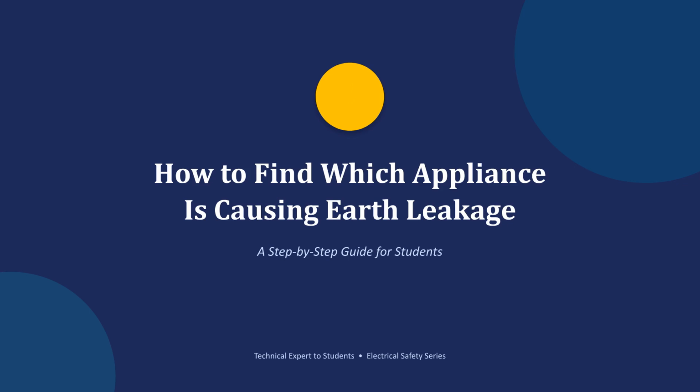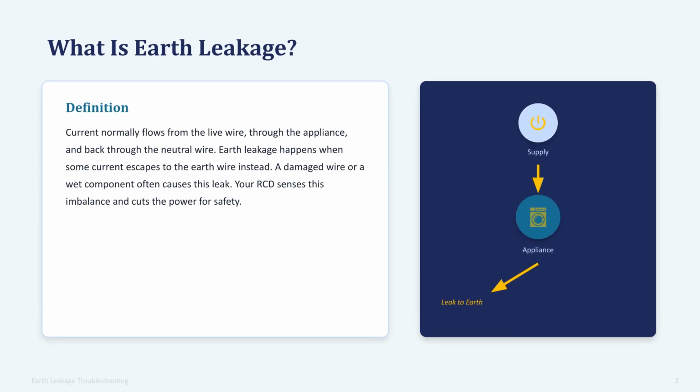the problem with confidence. In a healthy circuit, current flows out through the live wire and returns through the neutral wire in equal amounts. Earth leakage occurs when some current escapes to the earth wire. An RCD detects this imbalance and cuts power to ensure safety.